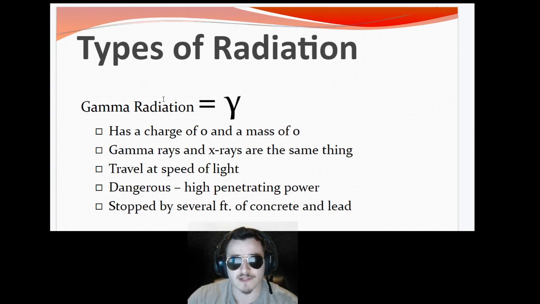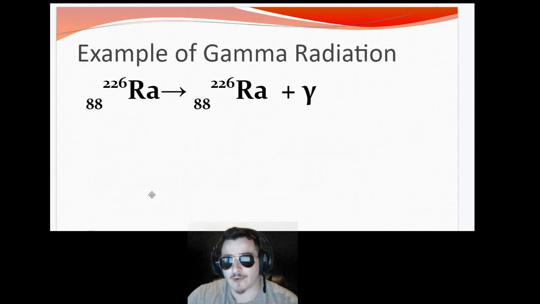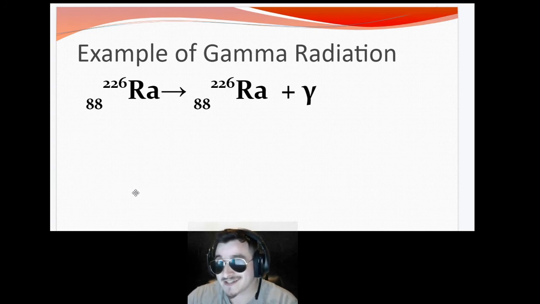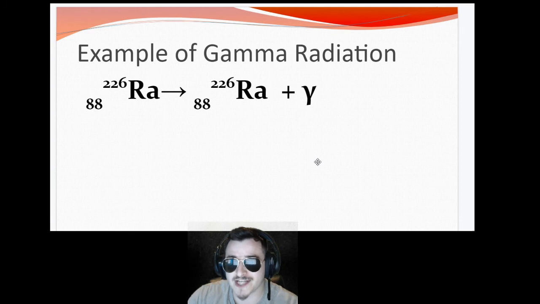And so, let's see an example. Radium-226 undergoes gamma decay, and it results in radium-226. Nothing changes. That's why they're super dangerous, because it's essentially unlimited energy. That's spooky. That is spooky. However, you're not going to typically see these kinds of problems on your test because there really is nothing to it. Whereas, at least with alpha and beta, you had to know something. But with gamma, not really anything.